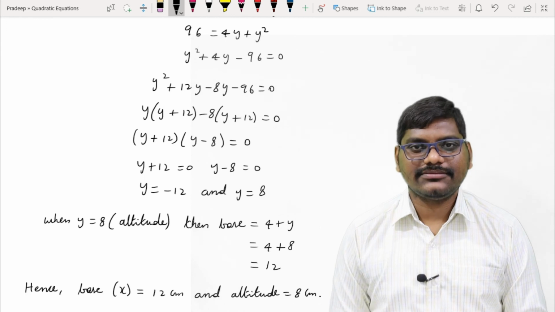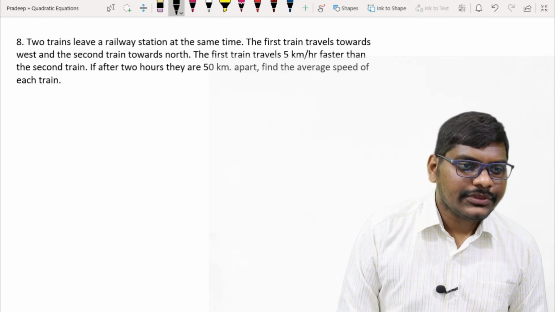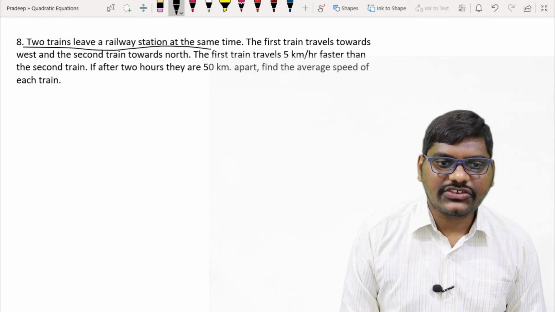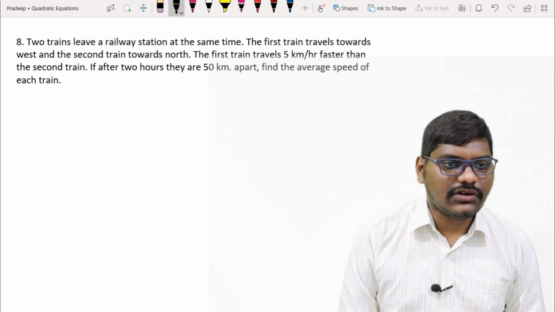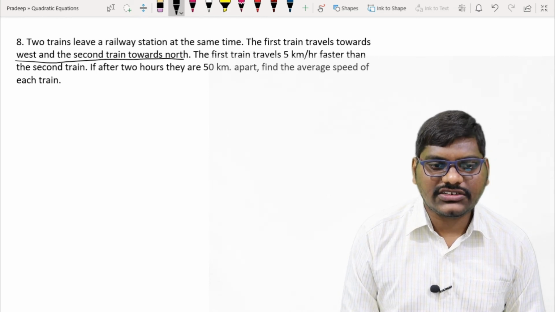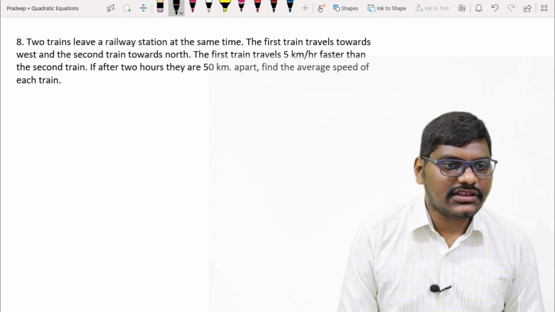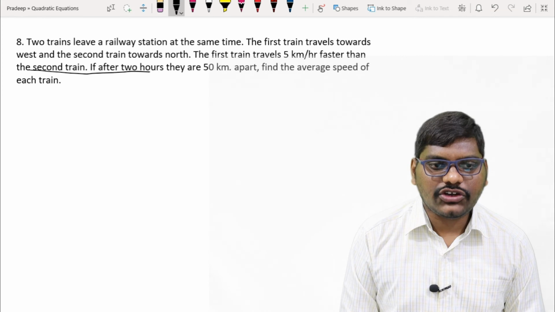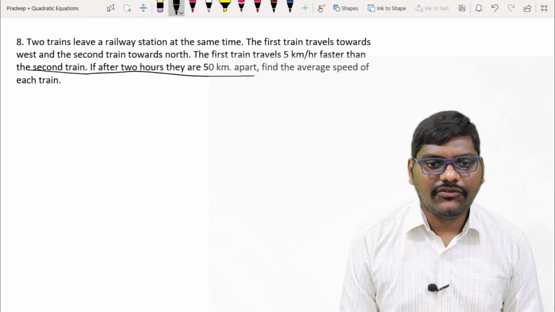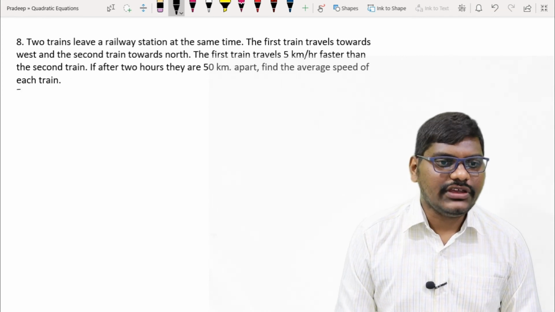Let's go for the next one. Let's see the 8th question. Two trains leave a railway station at the same time. The first train travels towards west and the second train towards north. The first train travels 5 km per hour faster than the second train. If after 2 hours they are 50 km apart, find the average speed of each train.